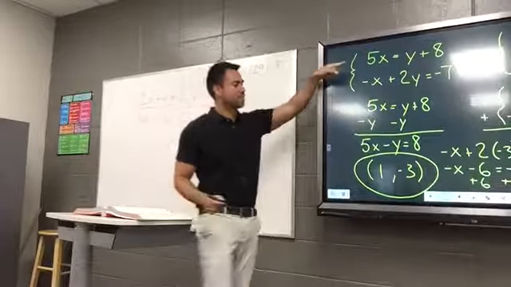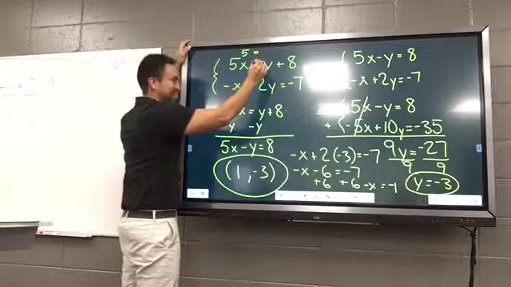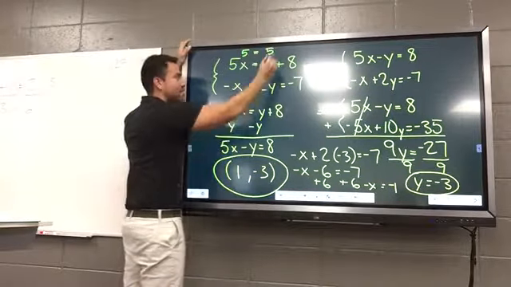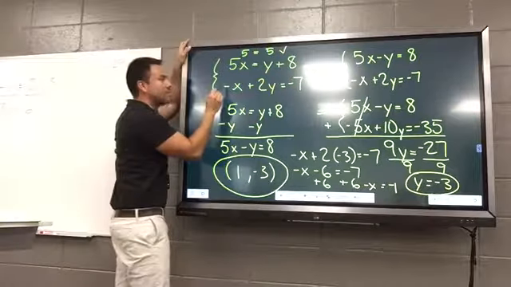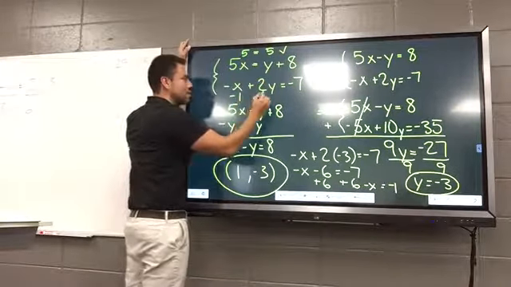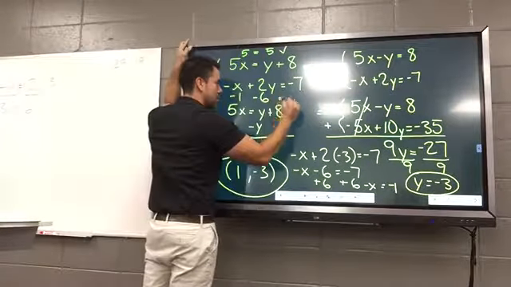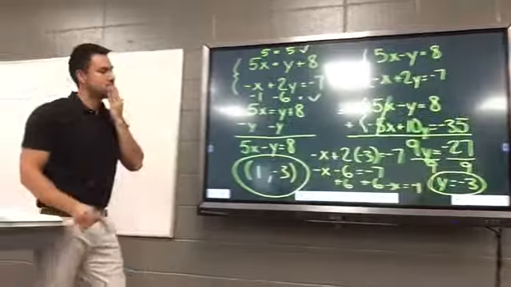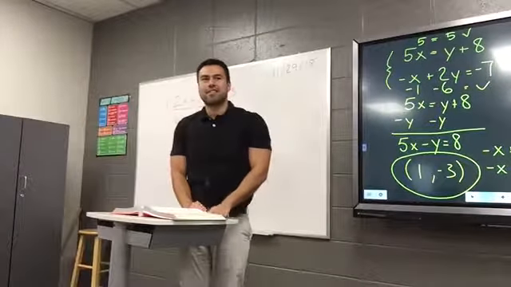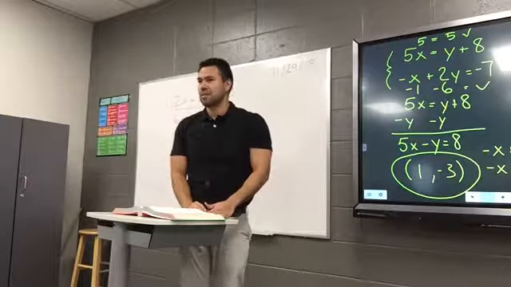Does it work? 5 times 1 plus negative 3 plus 8. Is 5 equal to 5? Check. What's the opposite of 1? Negative 1. 2 times negative 3 is negative 6. What's negative 1 minus 6? Checks. Okay. How many of you are okay with this?